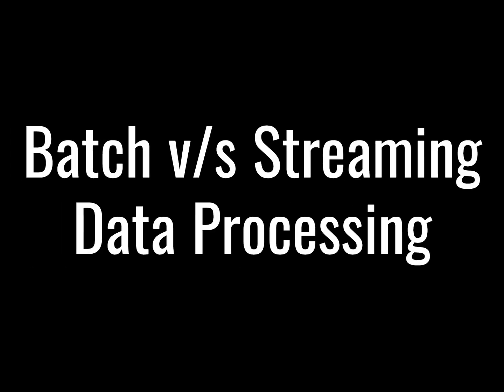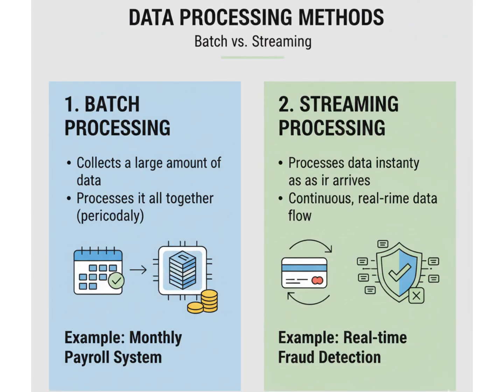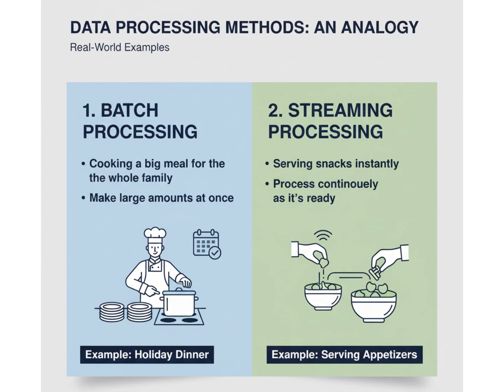Finally, let's look at data processing methods. Batch processing. This collects a large amount of data and processes it together. Example, a payroll system that calculates everyone's salary once a month. Streaming processing. This processes data instantly as it arrives. Example, a fraud detection system that blocks a suspicious transaction immediately. Analogy: batch processing is like cooking a big meal for the whole family at once. Streaming is like serving snacks instantly as they are made.